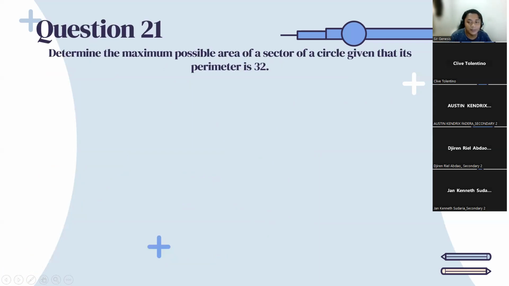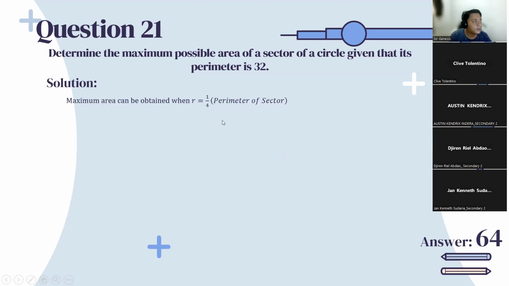Number 21. Determine the maximum possible area of a sector of a circle given that its perimeter is 32. Okay, here, this is one already a fact, like it's already established that the maximum area of a sector can be obtained when the radius is 1/4 the perimeter of a sector. So you should take note of this one.